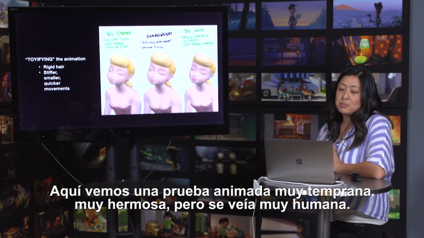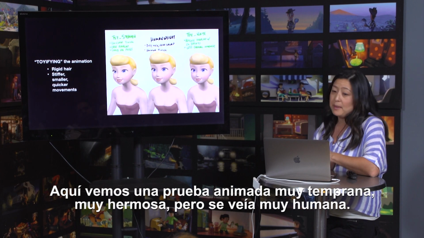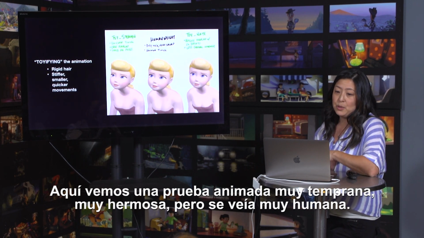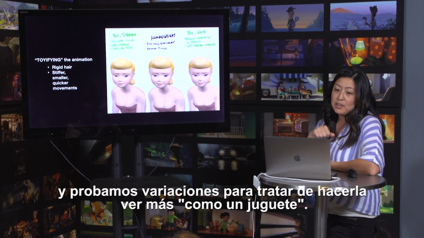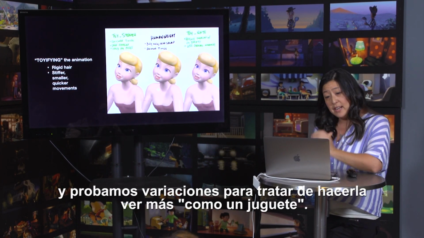Here's an early exploration test that was beautifully animated, but it looked a little bit too human. So we took the original animation located at the center of screen, and we tried variations on it to try toyifying her movements.